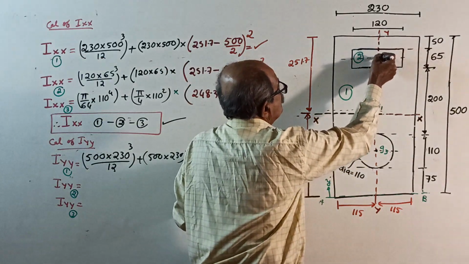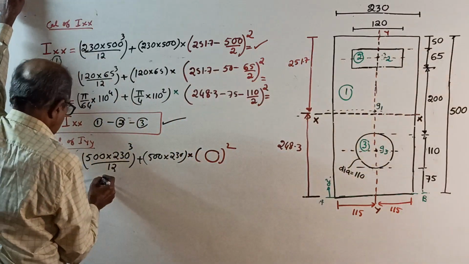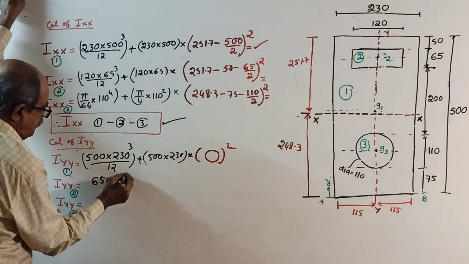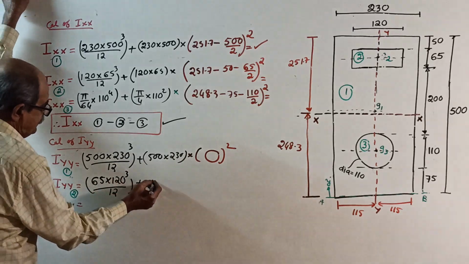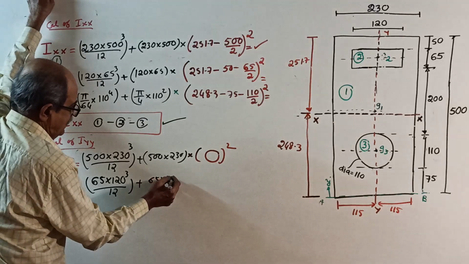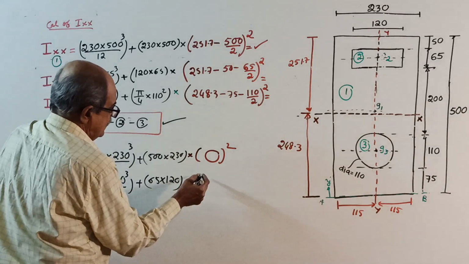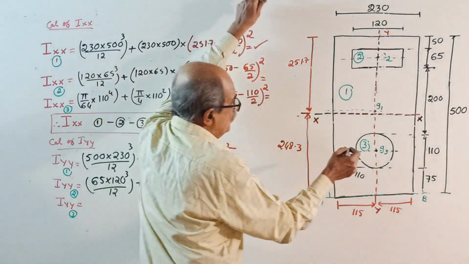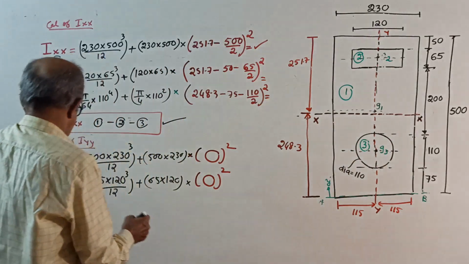Next, I about Yy for 2. First about its own centroidal axis: 65 into 120 cube divided by 12, Ig, plus 65 into 120, the area, into, once again as I just explained, 0 square.